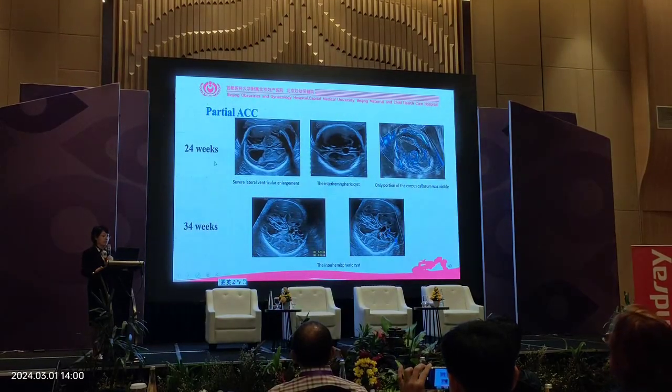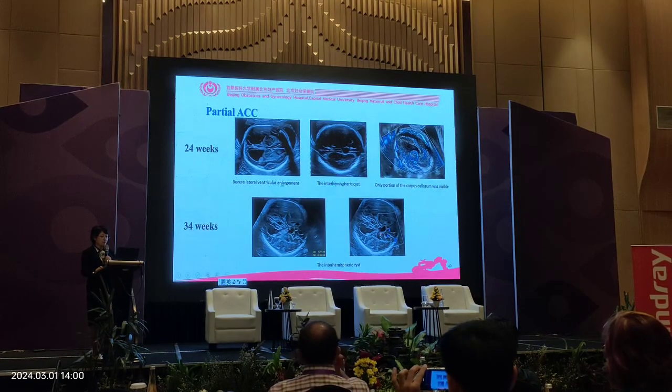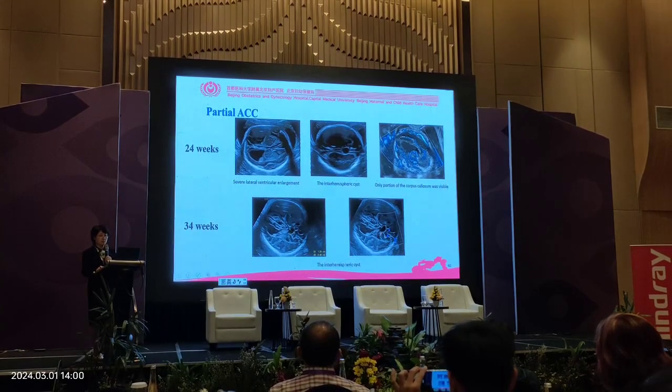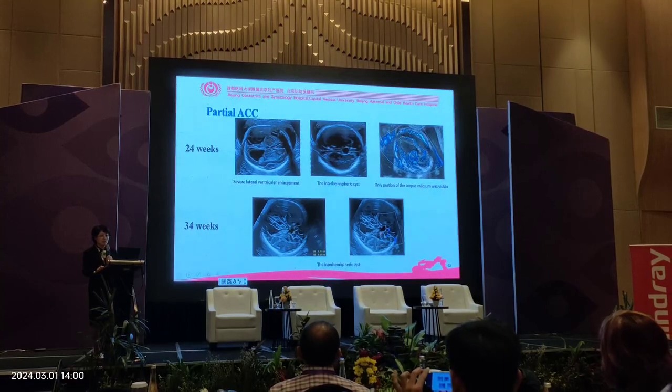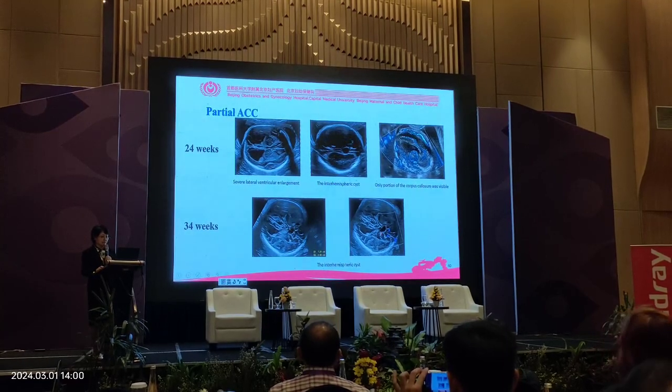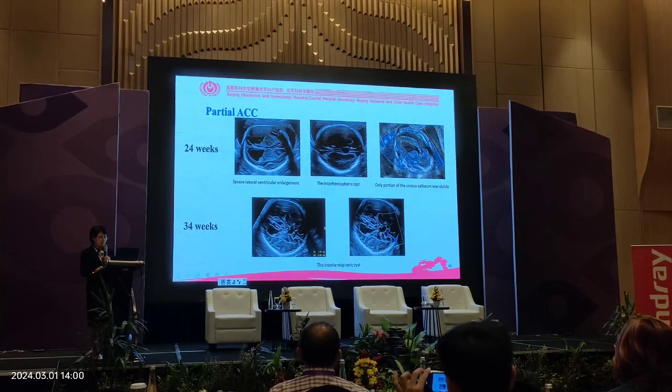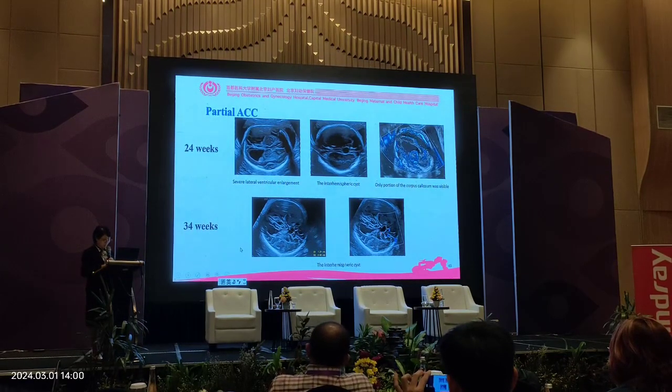This 24 weeks is also partial ACC. This is severe lateral ventricular enlargement and the interhemispheric cyst here, and only a portion of the corpus callosum was visualized, a short one, and the interhemispheric cyst. This baby is 3-4 weeks.